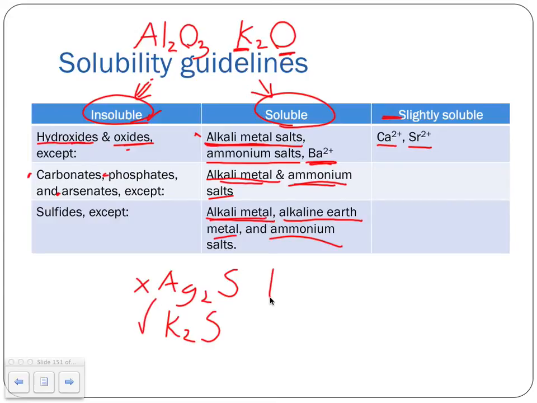If I had barium sulfide, that would be soluble in water because barium is an alkaline earth metal as the cation. And if I had ammonium sulfide, (NH4)2S right here, that would be soluble because even though it's a sulfide, it has ammonium as the cation right here. And so those are our general rules as far as solubility.